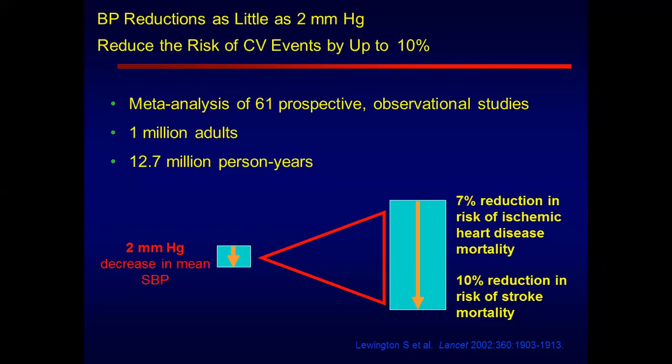At this point, you should educate the patient that just a 2 mm mercury decrease in the blood pressure is associated with a 7% reduction in the risk of ischemic heart disease mortality and a 10% reduction in the risk of stroke mortality. So you should not get depressed when very small readings are achieved.